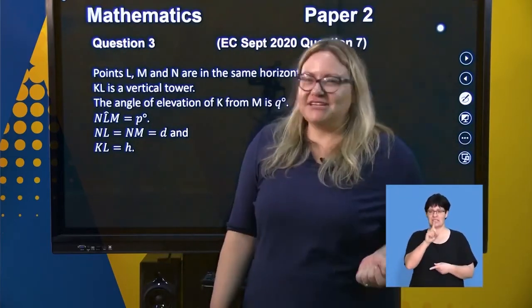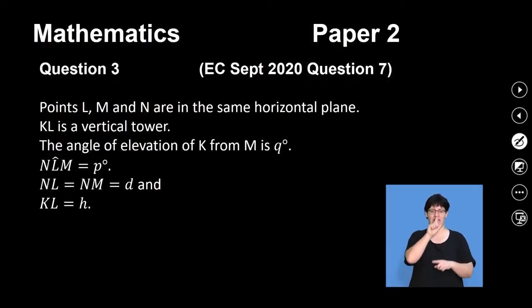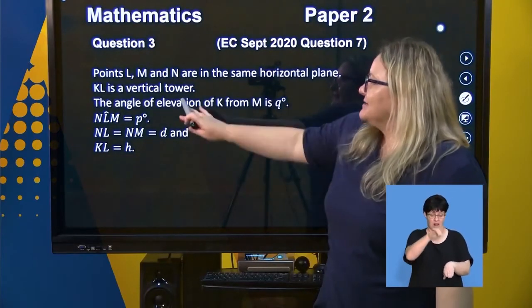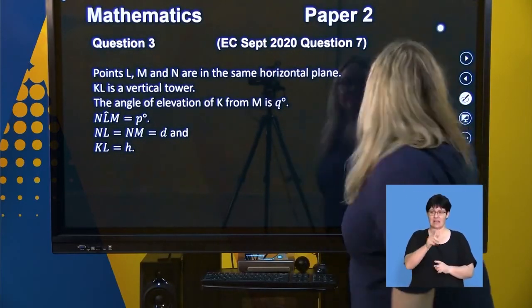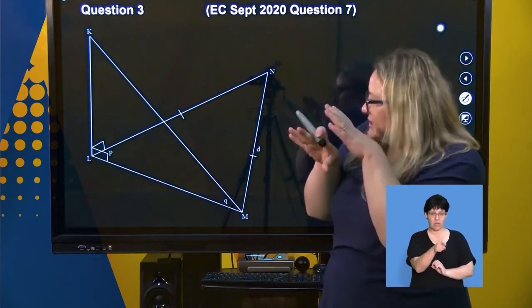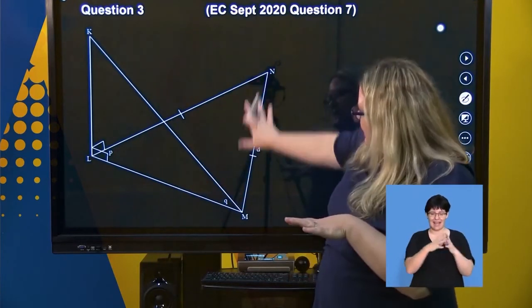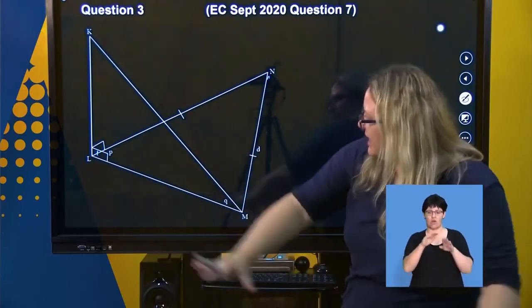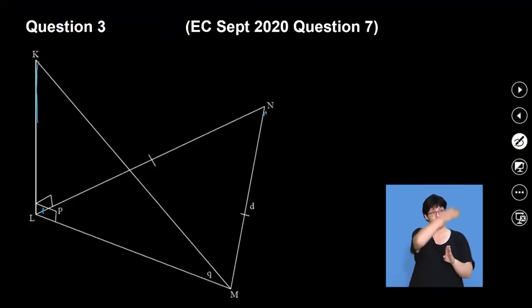Okay, so this is the 3D trig question, and we're told that points L, M, and N are in the same horizontal plane. Don't forget, this is horizontal, that's vertical. And KL is a vertical tower. All right, so let's have a look at that diagram. You really need to zone in on it and imagine that this is sticking out. There's your L, N, M in your horizontal plane, and this is the vertical tower over there.